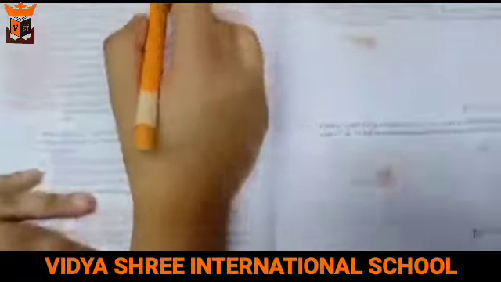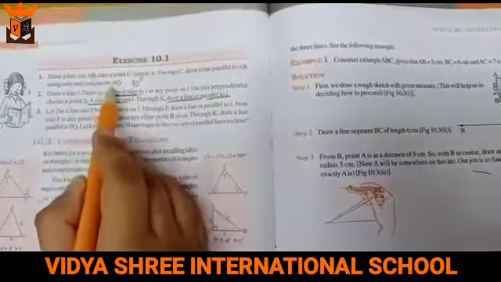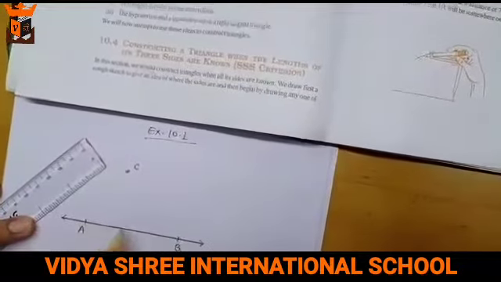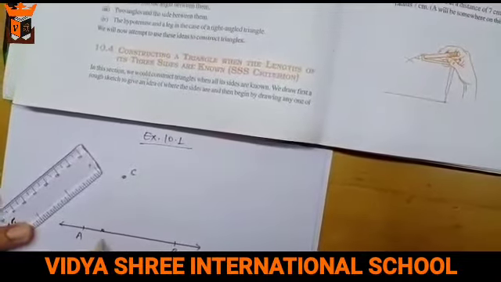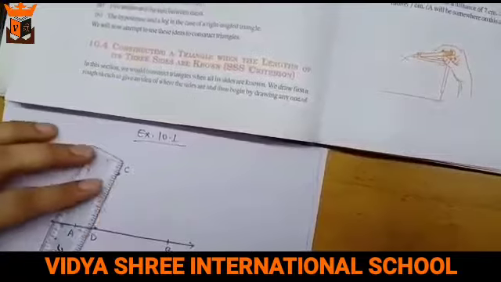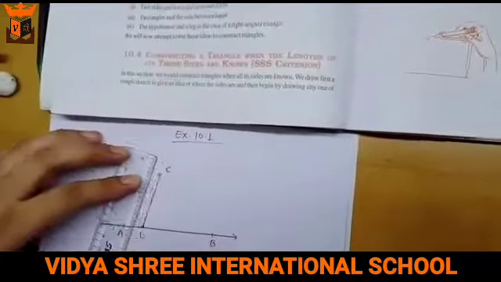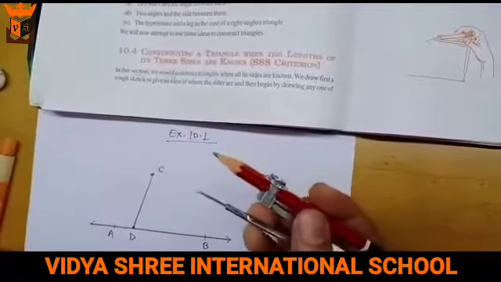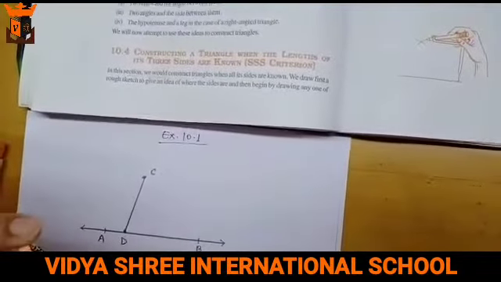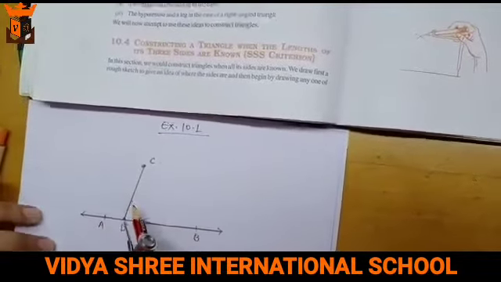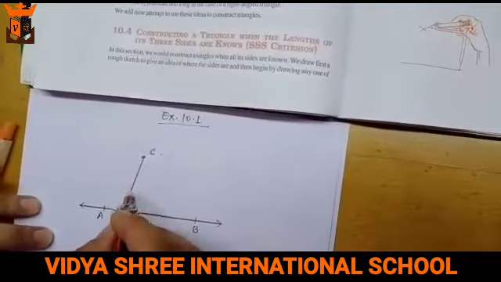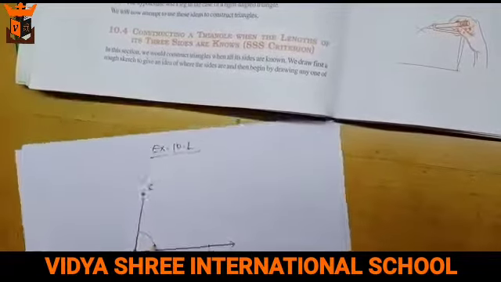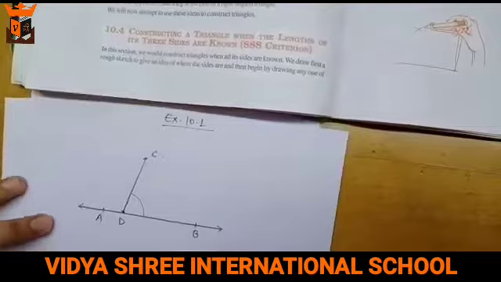Okay, now through C draw a line parallel to AB using ruler and compasses only. Now take any point on line AB. That will be, take D here and then draw a line straight over here and join CD. And then with the help of compass, open your compass a little and draw an arc here. Okay, like this you can draw an arc.